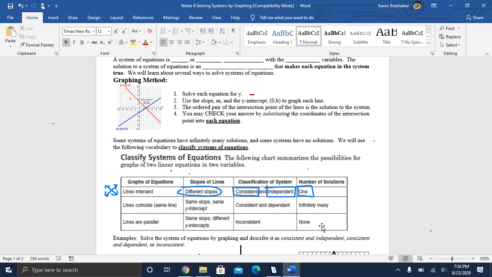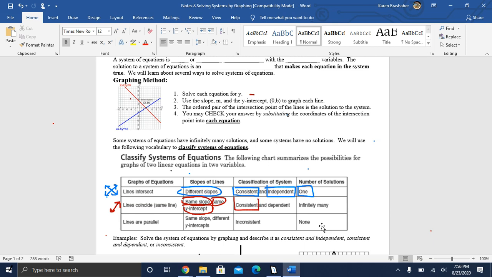So our next classification is where the lines coincide. Now, that's just a fancy word for saying that when you graph your first line and then you get ready to graph your second line, it ends up that they're the exact same line. So your clue that that is going to happen comes from your equations. After you've solved for y, you're going to find out that they have same slopes and same y-intercepts. So everything is exactly the same.